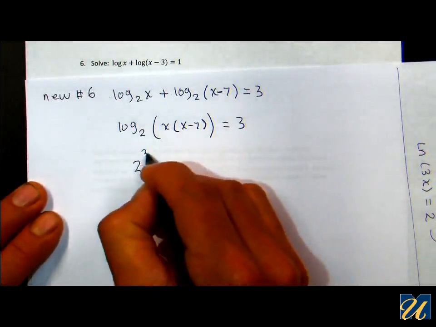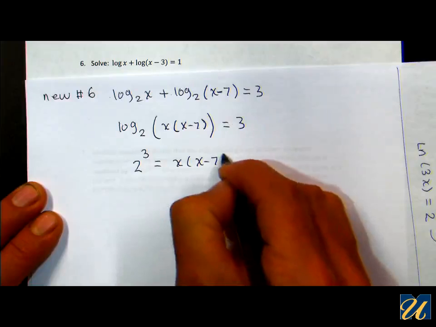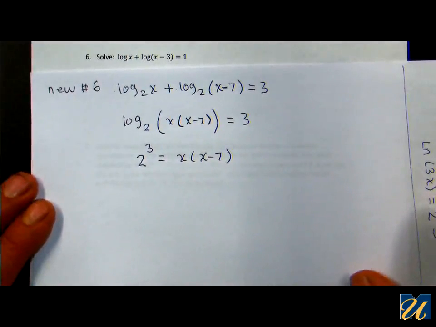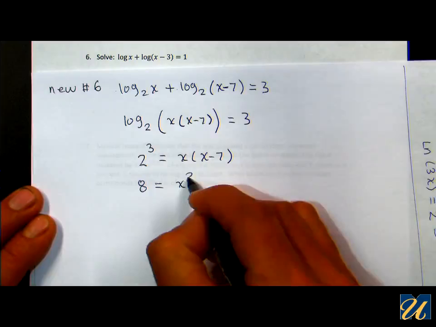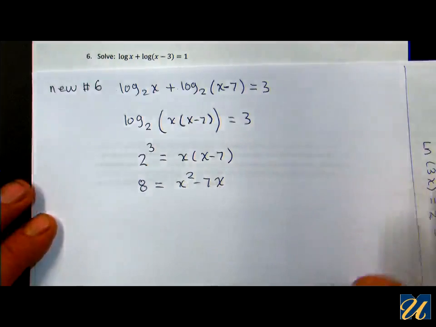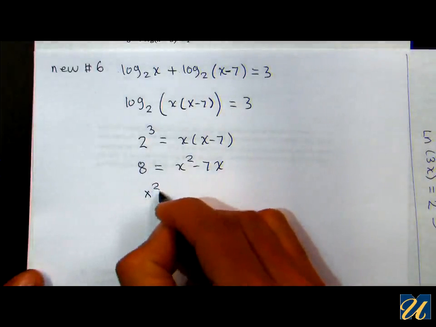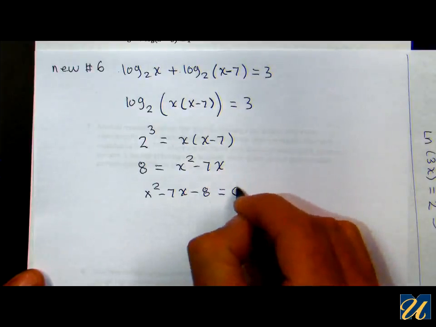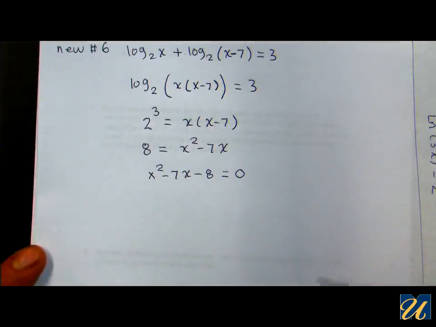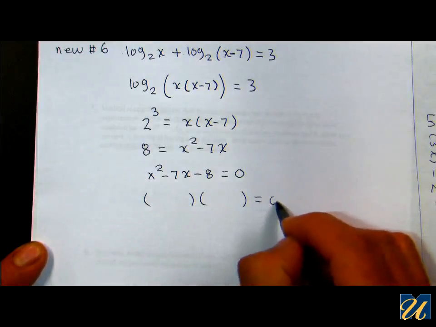2 to the power 3 equals x times x minus 7. And then, let's see, so that will be 8 equals x squared minus 7x. Let's get everything on the same side because we recognize that to be a quadratic. x squared minus 7x minus 8, bringing everything to the same side. And we could use the quadratic formula, or perhaps this factors. Let's see if this factors.